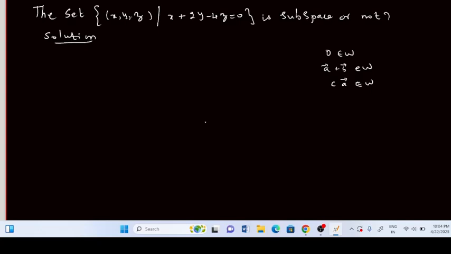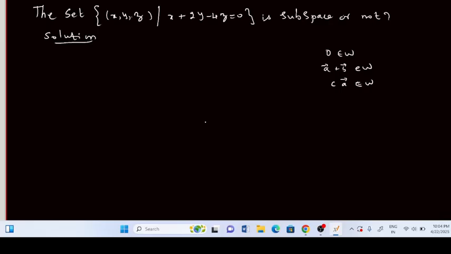So we have the set of values, variables x, y, z, and the combinations of the equation x plus 2y minus 4z equal to 0. Is it a subspace or not?